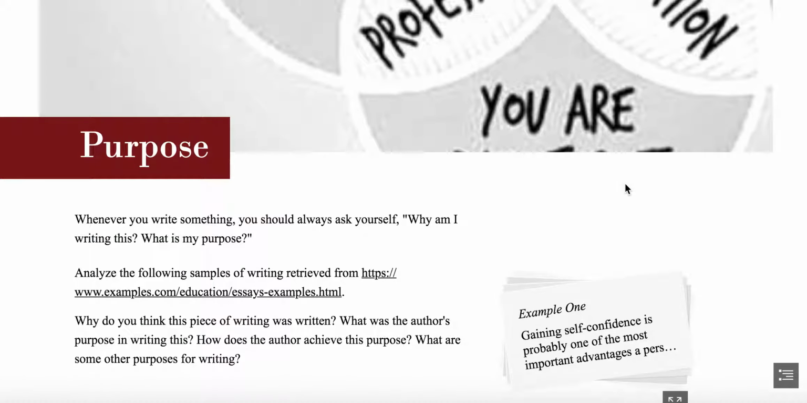is. So as you read these examples with me, I want you to think, why do you think this piece of writing was written? What was the author's purpose in writing this? And how does the author achieve this purpose? What are some of the other purposes for writing? So let's look at example one. I'm going to make this a little bit bigger.